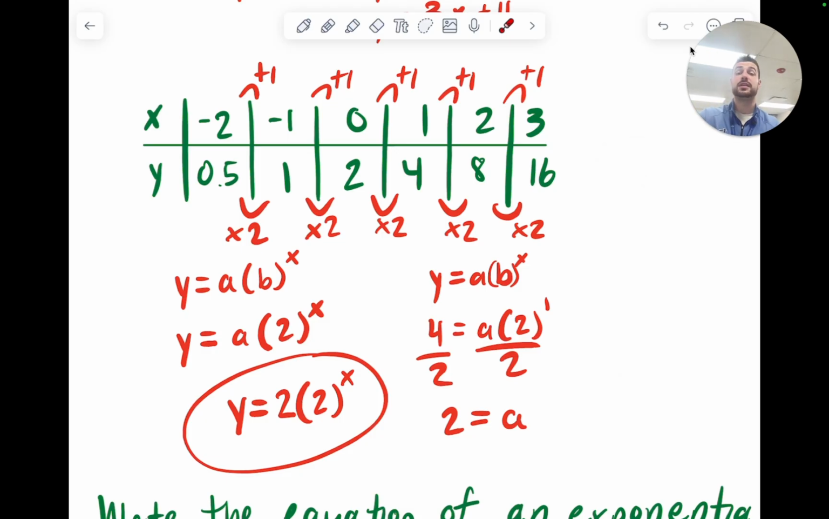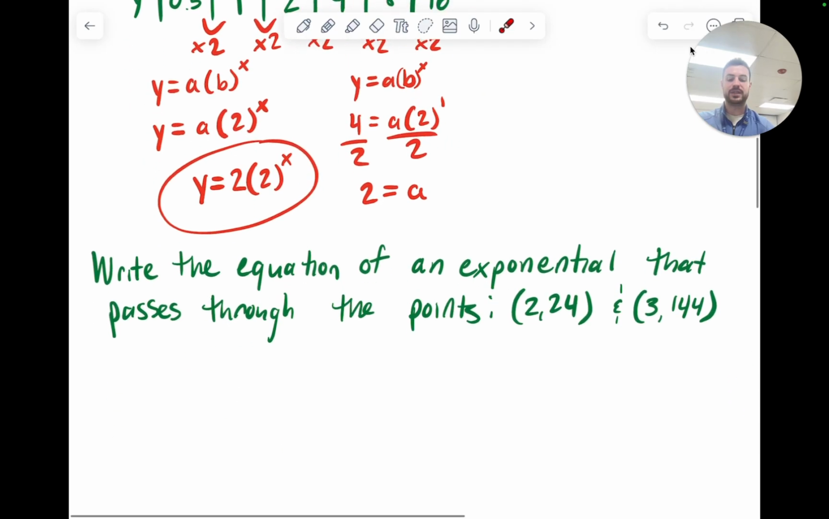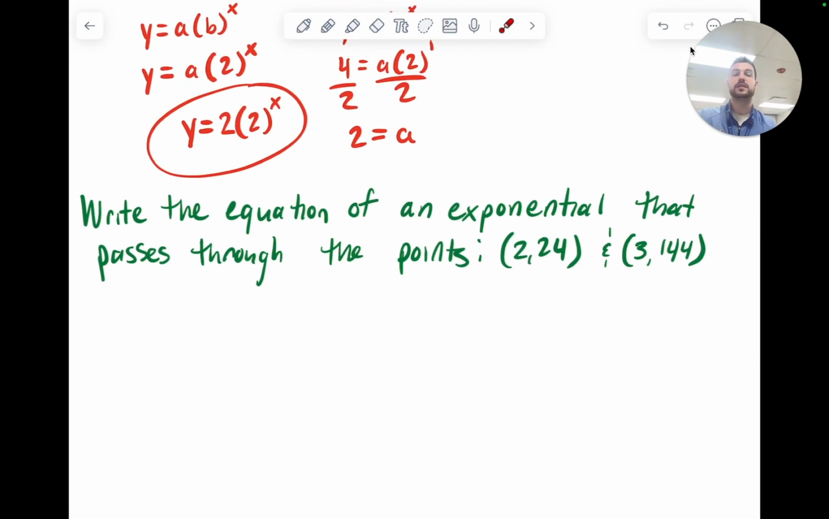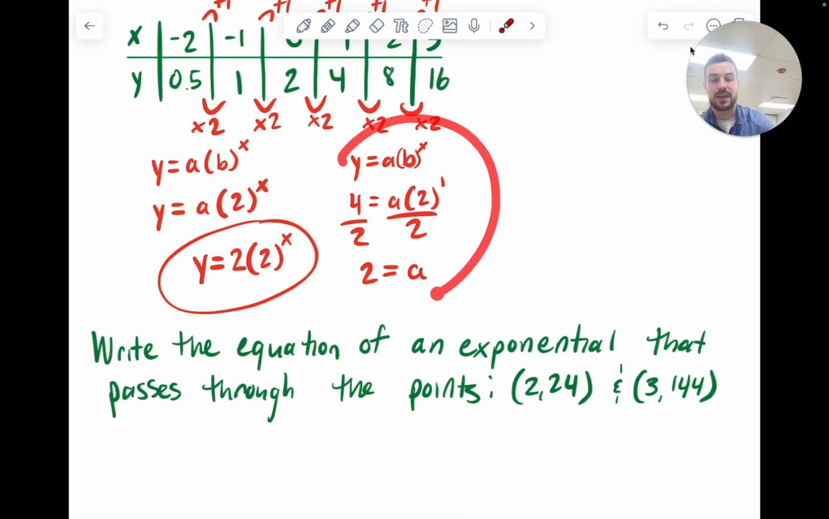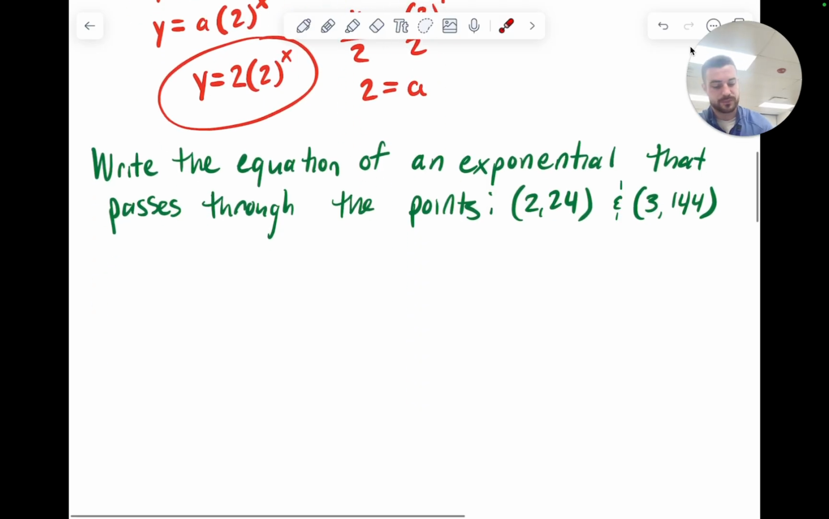Now, it's a coincidence that our a and b values are the same, but we're going to use the same approach in our next couple problems. These ones, however, are going to be a little bit different. So it says write the equation of an exponential that passes through the points (2, 24) and (3, 144). So this one's a little bit different because we are only given 2 points. But we are going to use kind of the same idea we did here to figure out what our rate might be and what our a value is going to be.